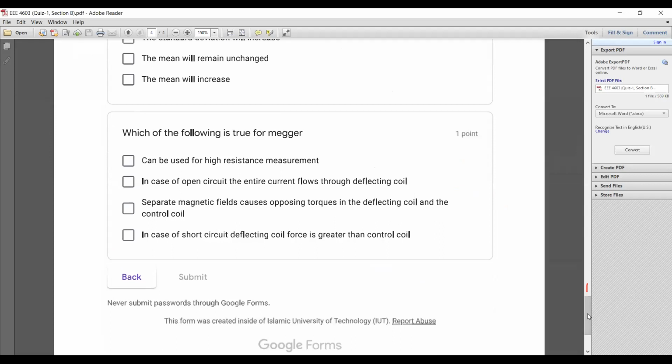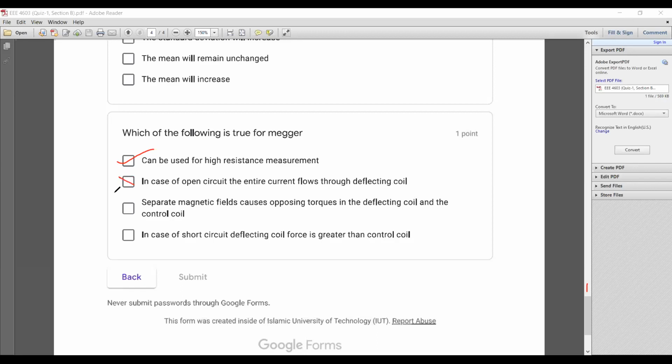And this last question shown over here. Which of the following is true for a figure? The first one, quite obvious that it is used for high resistance measurement. Then the second option, in case of open circuit, the entire current flows through the deflecting coil.